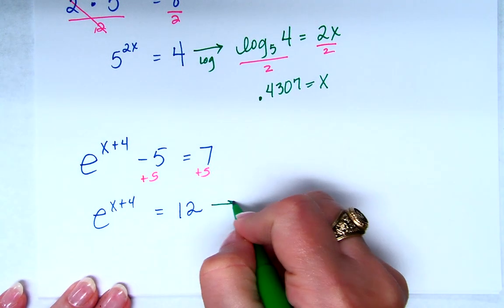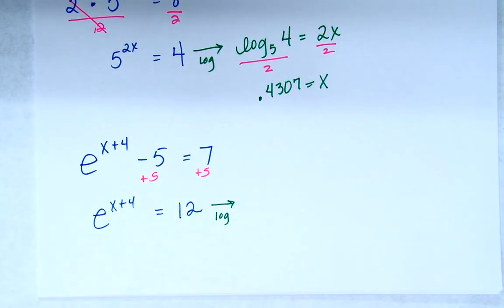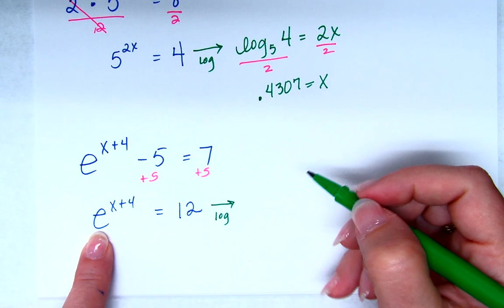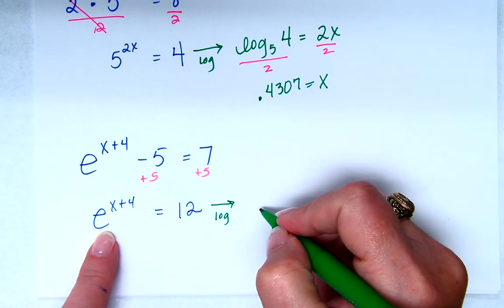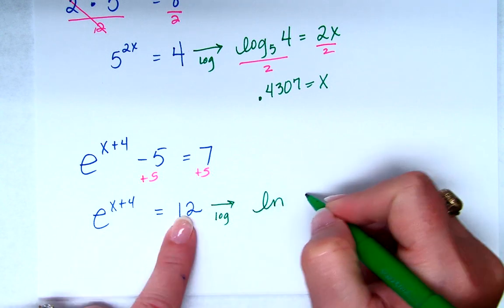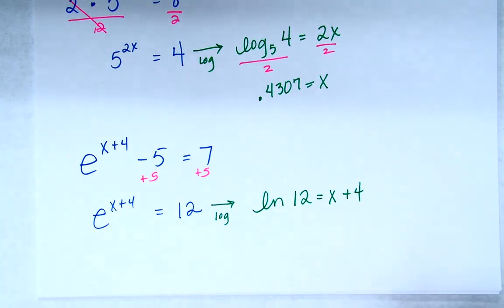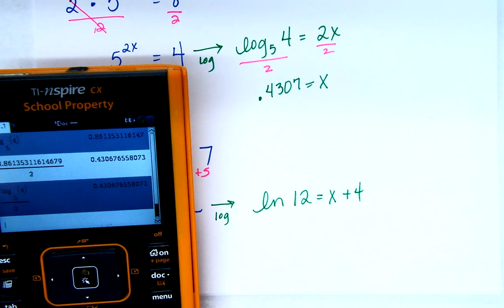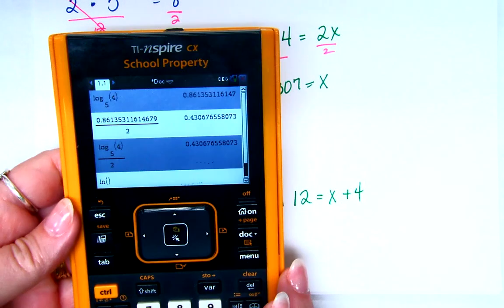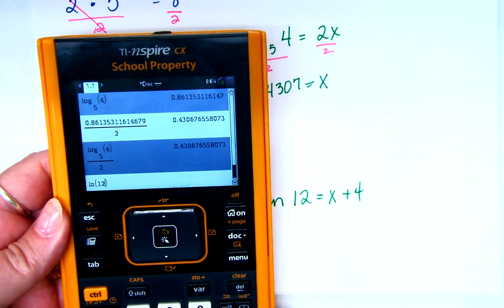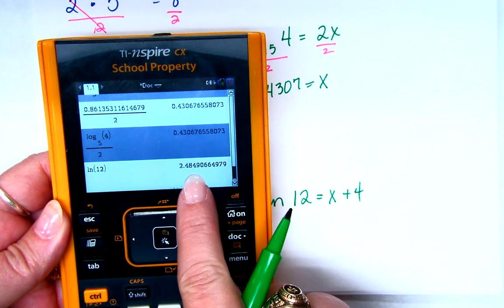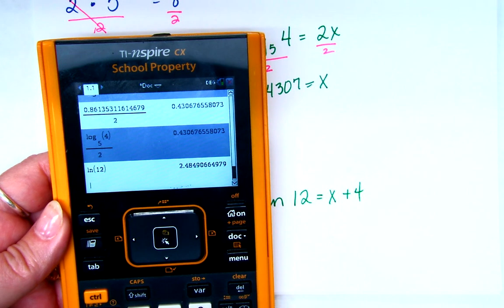Now that the base is isolated, what do I do? Logarithmic form. What is logarithmic form here? Oh yeah, ln, because we've got an e going on in our base, right? So natural log of 12 equals x plus 4. What do you want to do right now? Okay, so we can do that. Natural log of 12. Am I going to go ahead and round this? No, right? We're not going to round it. We don't want to round too early.